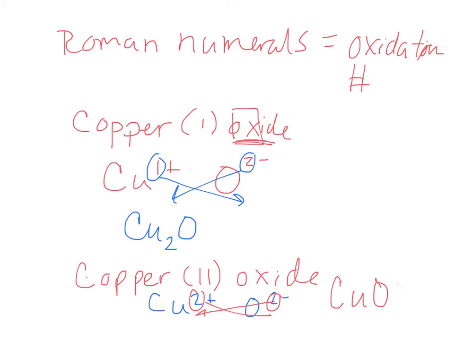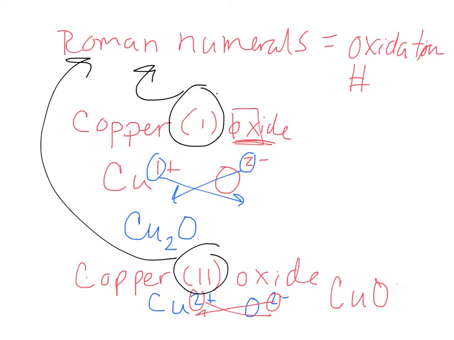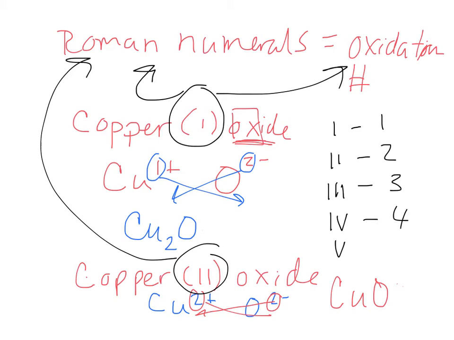Just to reiterate, this number right here is my Roman numeral, and it tells me the oxidation number. Anytime you see those, those are your oxidation numbers. You don't have to guess what they are. It tells you right there. So remember, I equals 1. If you see II, that's your 2. III is 3, IV is 4. And if we have V, that's 5, and then VI, that's 6. And I don't think you'll see too much more than that.